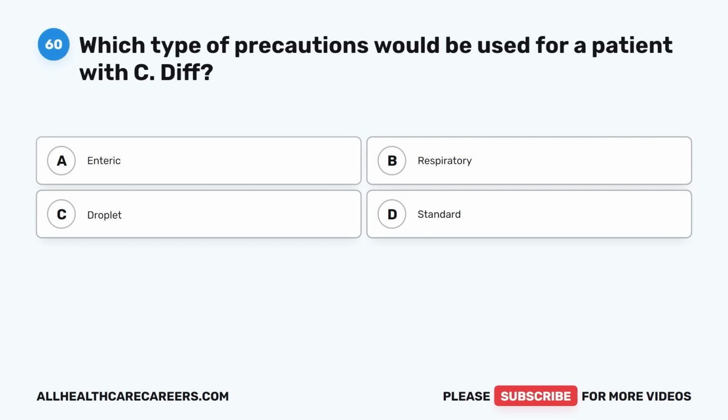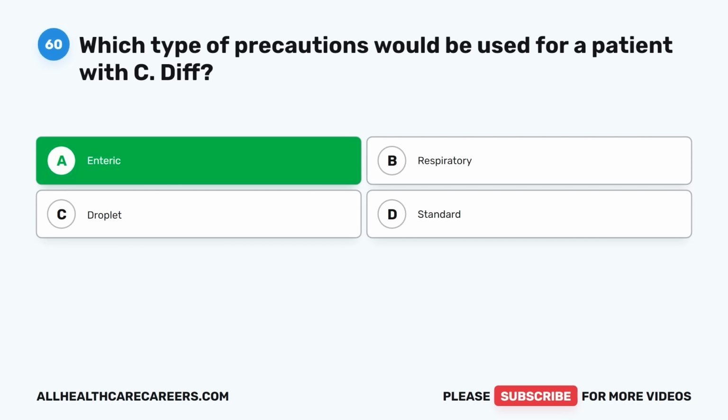Question 60. Which type of precautions would be used for a patient with C. diff? A, enteric, B, respiratory, C, droplet, D, standard? The correct answer is A, enteric.